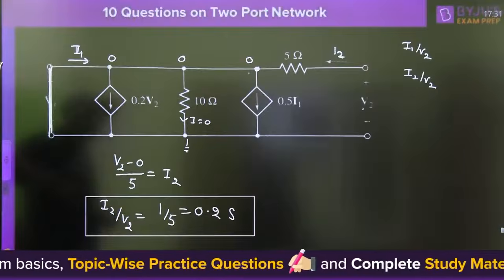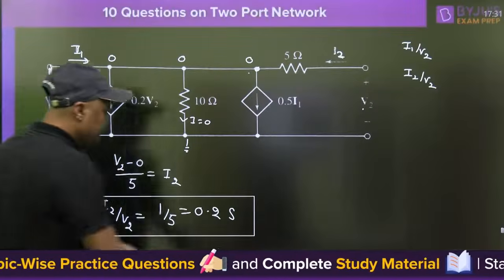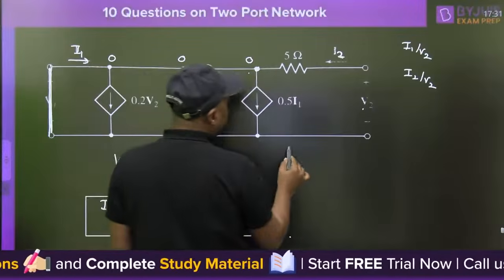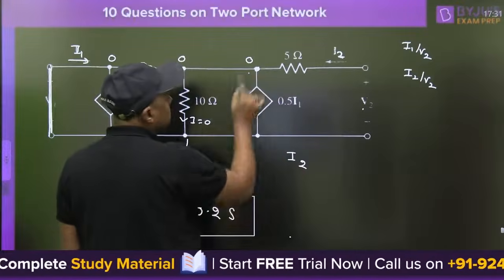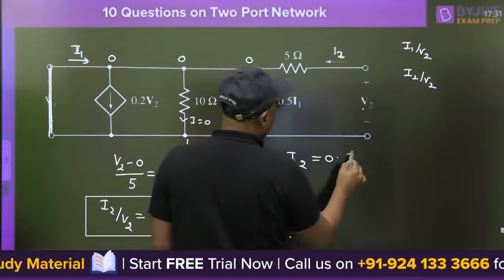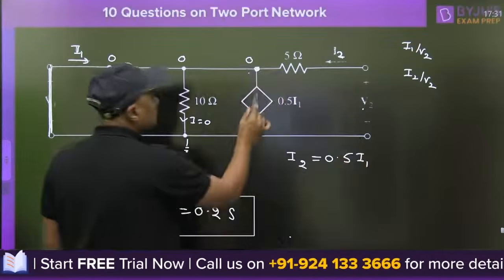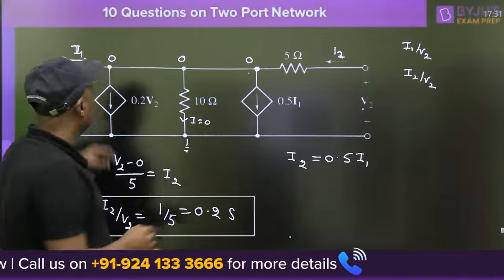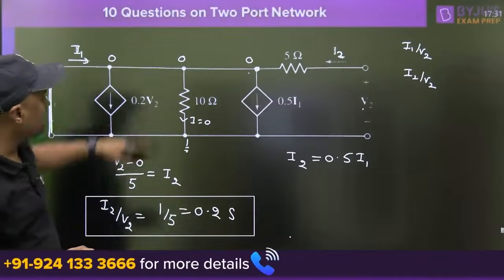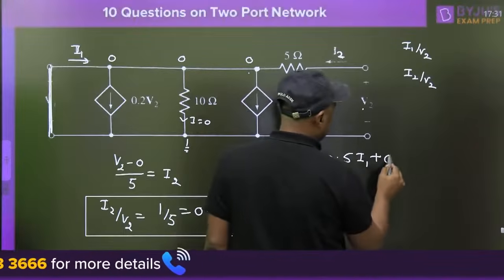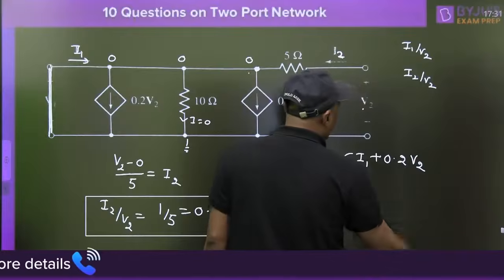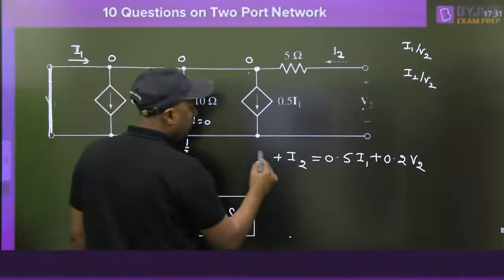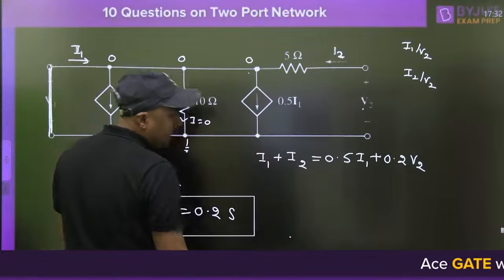Now, I1 by V2. To get this relation, you can write the KCL at this point. What is the incoming current at this node? I2. What is the outgoing current? 0.5 I1, and 0.2 V2. Sum of the incoming current is equal to outgoing current, guys.